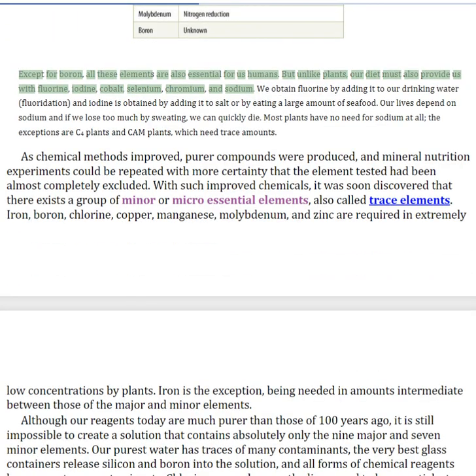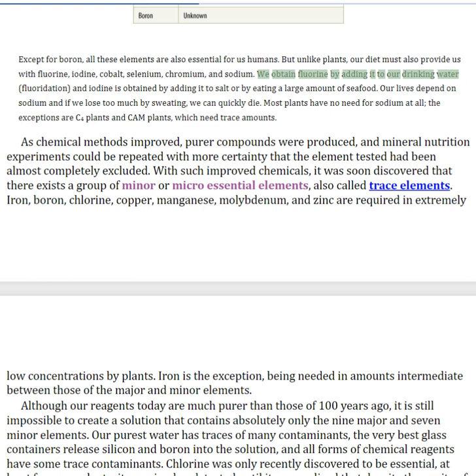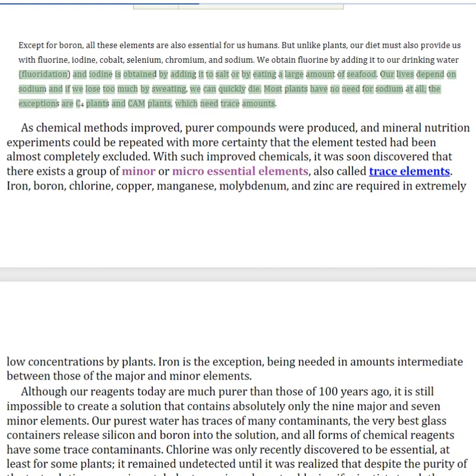Except for boron, all these elements are also essential for us humans. But unlike plants, our diet must also provide us with fluorine, iodine, cobalt, selenium, chromium, and sodium. We obtain fluorine by adding it to our drinking water, and iodine is obtained by adding it to salt or by eating a large amount of seafood. Our lives depend on sodium, and if we lose too much by sweating, we can quickly die. Most plants have no need for sodium at all. The exceptions are sea plants and CAM plants, which need trace amounts.